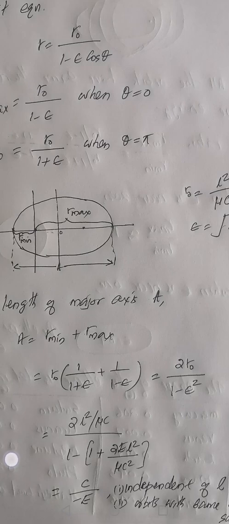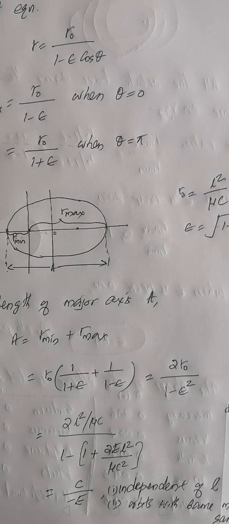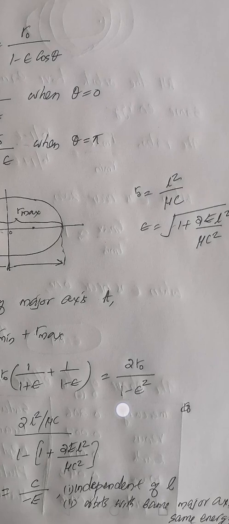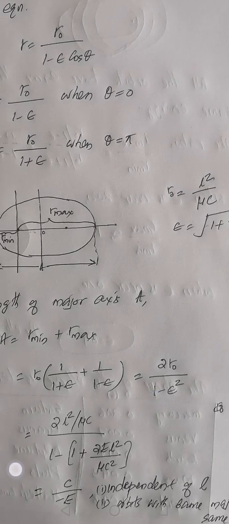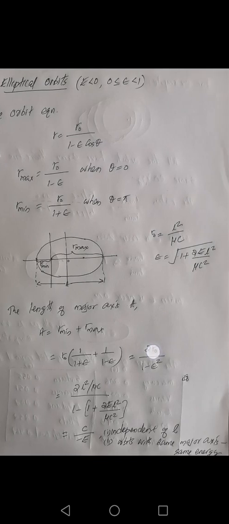So we will use this several times. So you have to remember what A is. A, the length of the major axis, is equal to c, the constant, divided by minus E, E is energy. So here we have two comments. One is A is independent of L. Okay, I will repeat. Independent of L. Second, orbits with the same major axis have the same energy.